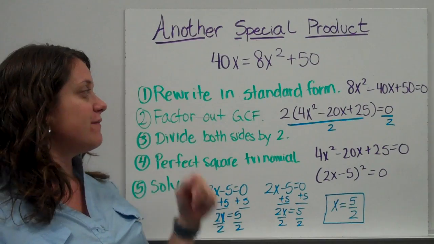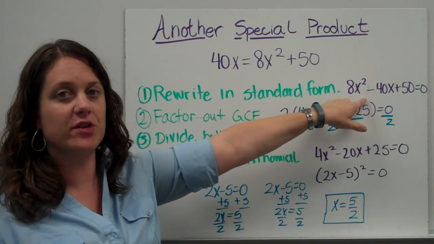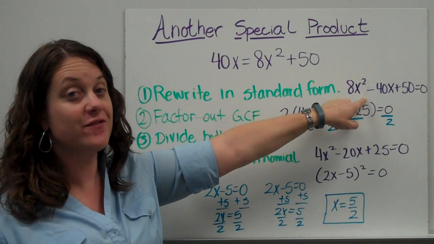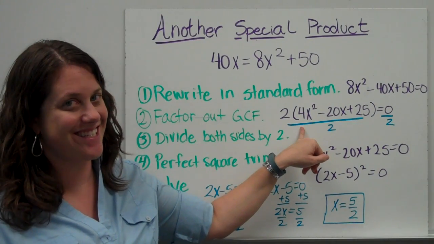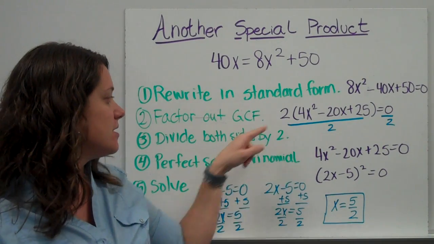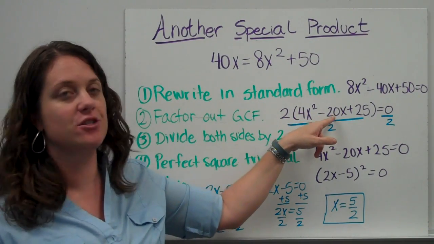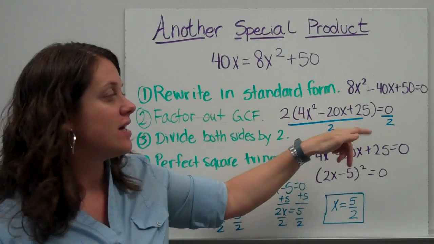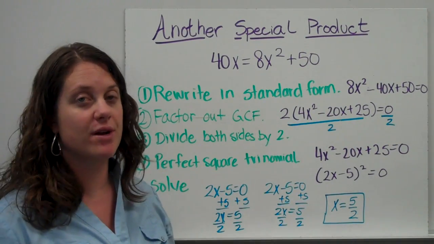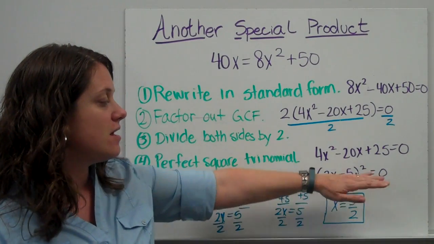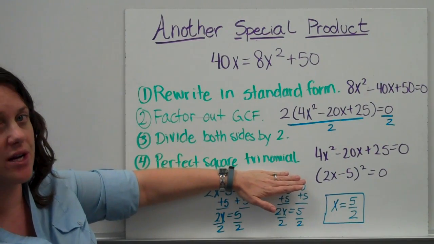And then I'm going to factor out a GCF, because right away this does not look like a perfect square trinomial, but I know I should always first check if it has a GCF. So, does it? Yes, it does. So take out a 2. I took out a 2 and I got 4x squared minus 20x plus 25. And now I'm going to divide both sides by 2, because I have an equation, so I can just get rid of that, so that goes away.